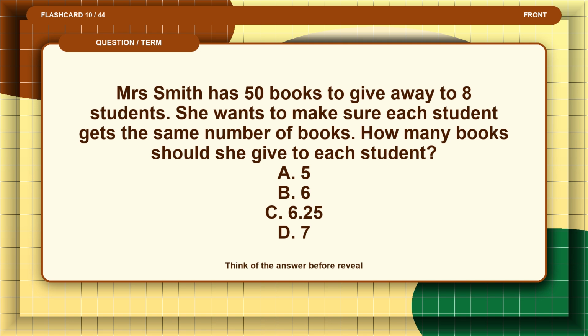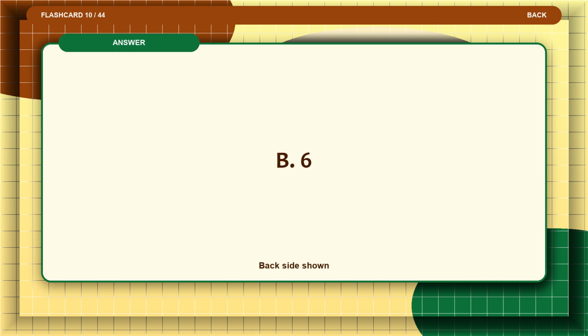Flashcard 10. Mrs. Smith has 50 books to give away to 8 students. She wants to make sure each student gets the same number of books. How many books should she give to each student? A. 5, B. 6, C. 6.25, D. 7. Think of the answer before the reveal. The answer is B. 6.